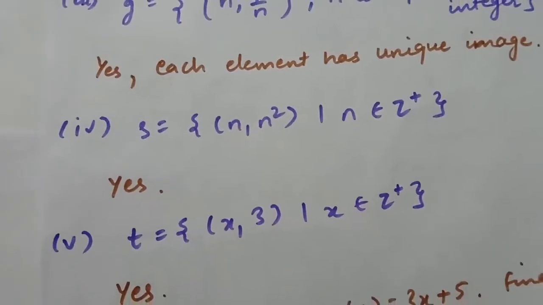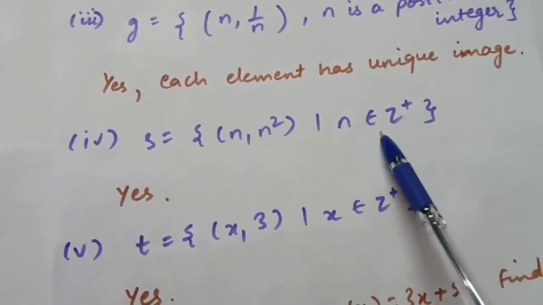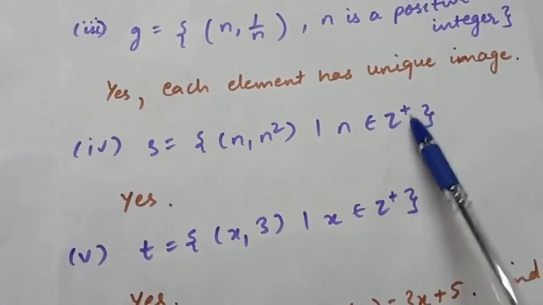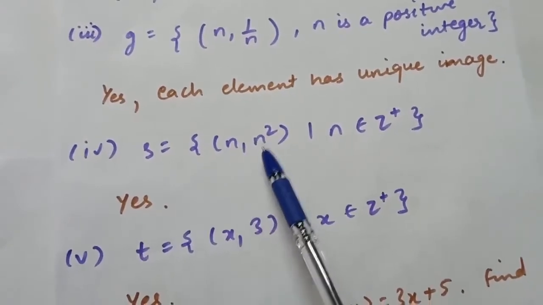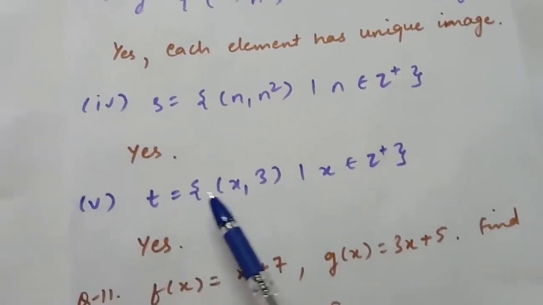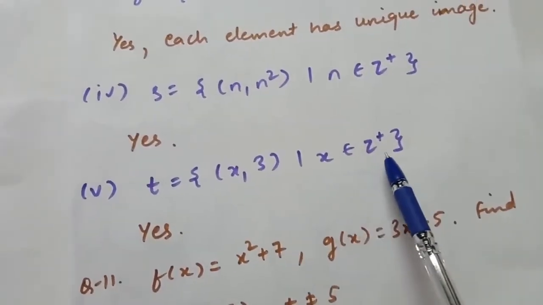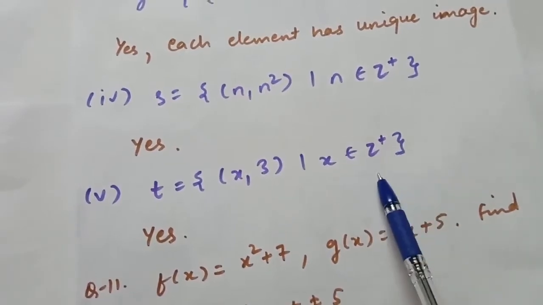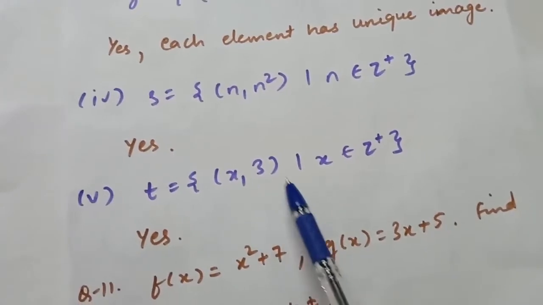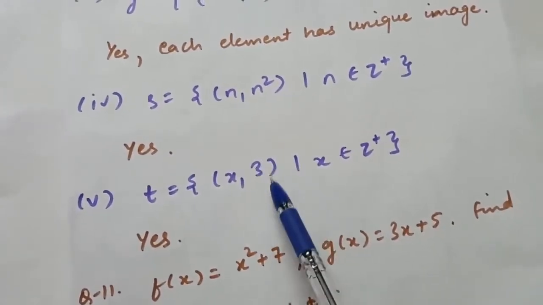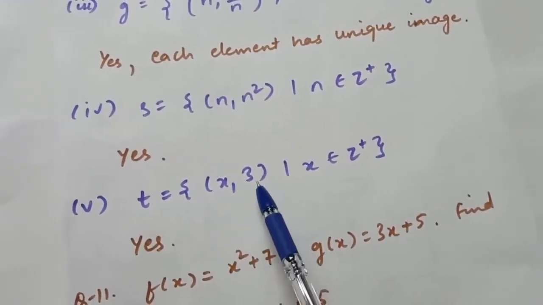Next is the set S = {(n, n square) such that n belongs to the set of positive integers, that is Z plus}. So this is a function, yes, because each positive integer has a unique square, right? Next is t = {(x, 3)}, x belongs to positive integers. So see, this is also a function because every element has only one image, that is 3. This is a constant function. You take any value, you'll get the answer as 3, right?